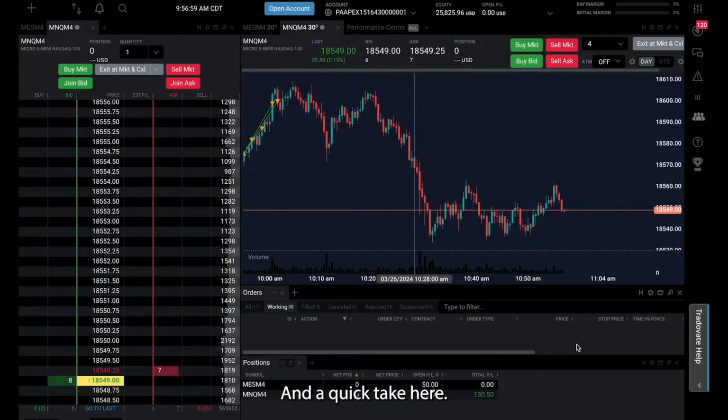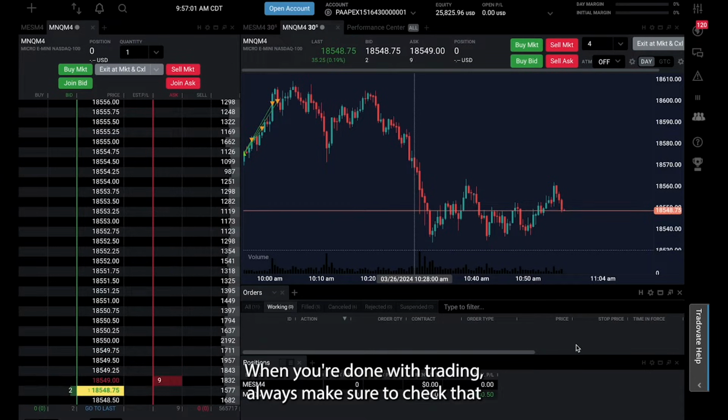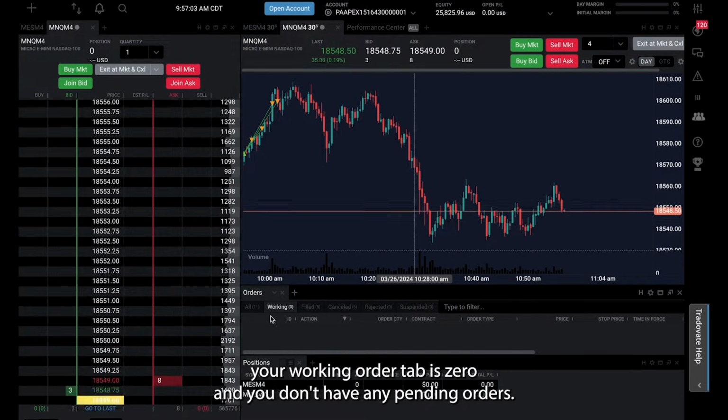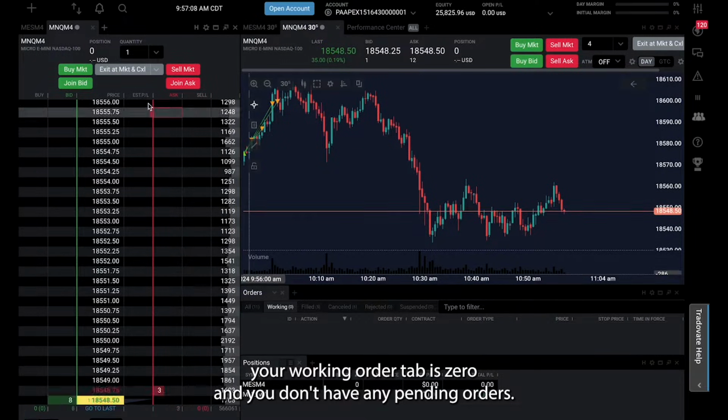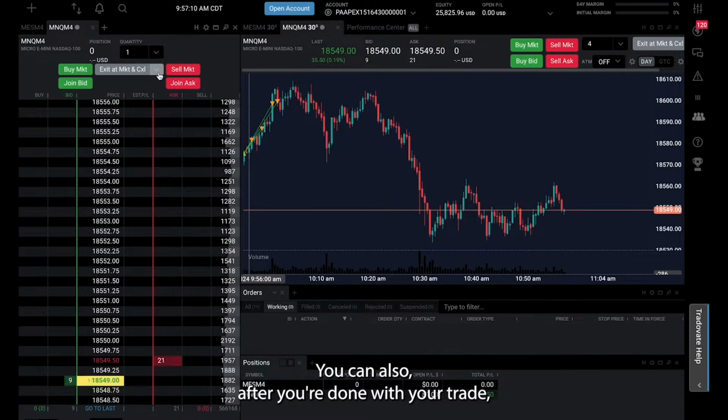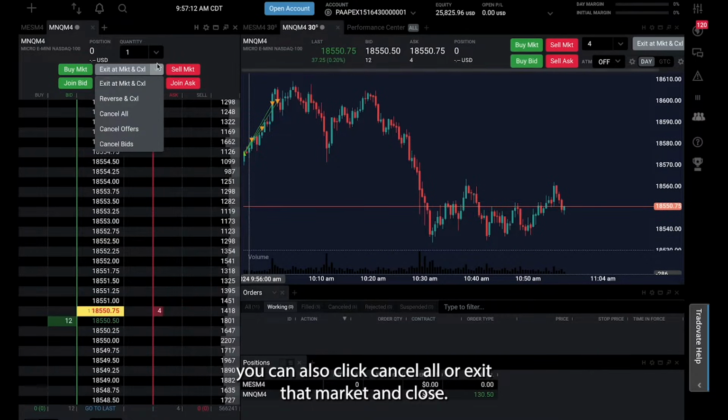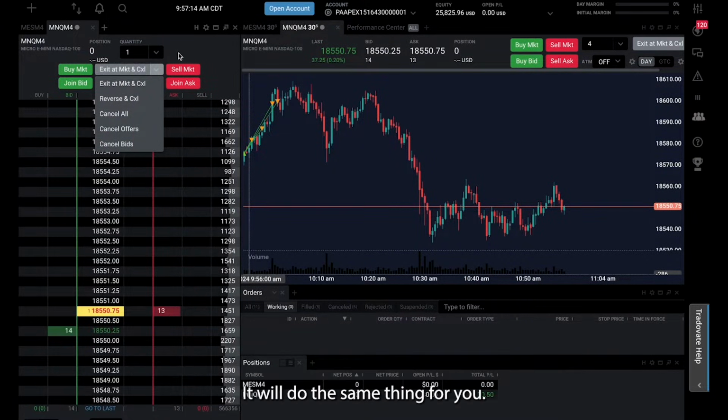And a quick take here, when you're done with trading, always make sure to check that your working order tab is 0 and you don't have any pending orders. You can also, after you're done with your trade, click cancel all or exit at market and close. It will do the same thing for you.